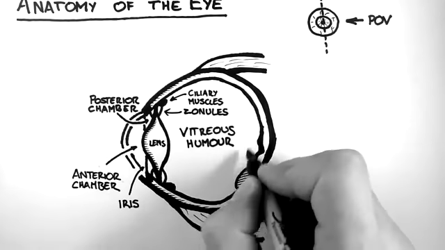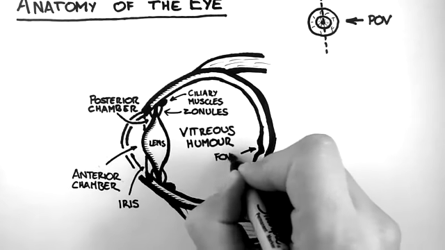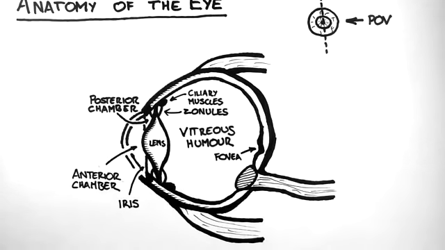At the back of the eye, we have a small pit called the fovea, which is an area with a high density of color photoreceptors called cones. This is the part of the retina used for high acuity vision.